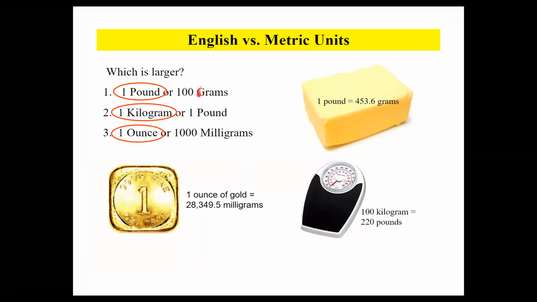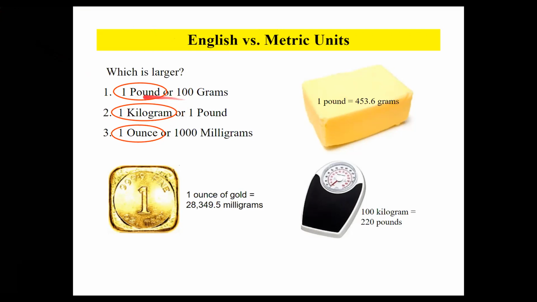So a gram is very small. In 1 pound of an American unit, there are over 450 grams. So a gram is very, very light. It would be like a single toothpick or a single paper clip. That would be about the weight of 1 gram.